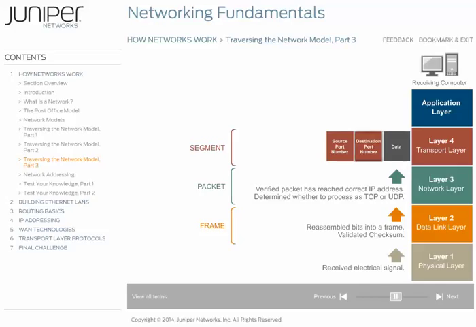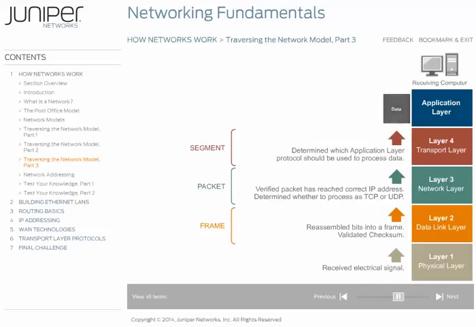Next, the transport layer examines the port number and sends the data to the correct application layer protocol. The application layer protocol handles the data in whatever manner is specified by that specific protocol so that it can be used as intended on the receiving computer.